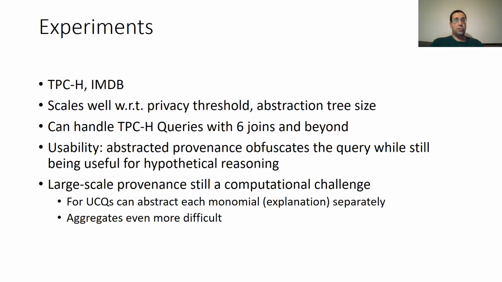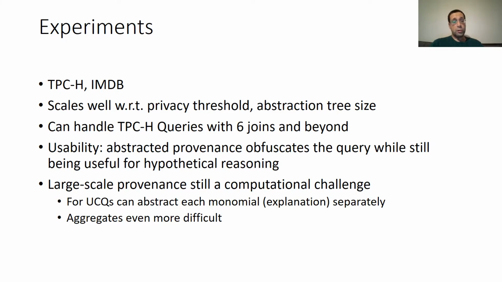We've conducted experiments over TPCH and IMDb, and we've shown that our solutions scale well with respect to the privacy threshold, with respect to the abstraction tree size, and with respect to some aspects of the provenance size. For instance, we can deal with queries that have multiple joins, and our heuristics are useful in this respect. We have conducted usability experiments where we've shown that the abstracted provenance allows to really obfuscate the query while still being useful for applications, in this case, hypothetical reasoning.